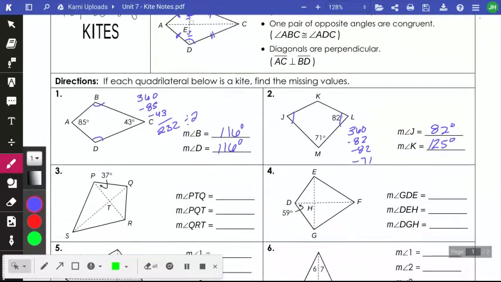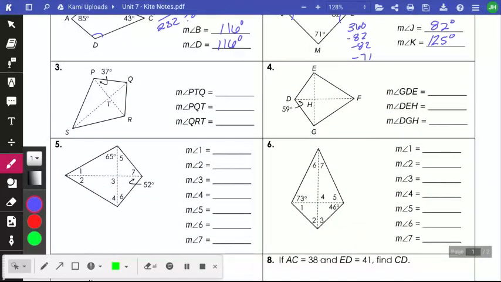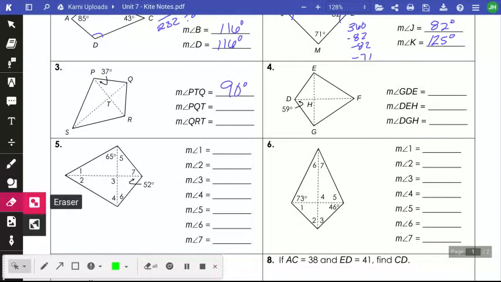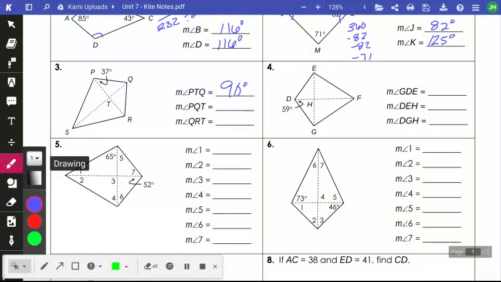So then moving on to number 3, we're going to work a little tighter in the kite with those little triangles that the diagonals form. The first one I asked for is PTQ, which is this here, but we know this intersection is perpendicular, which automatically makes that a 90-degree angle. So that's helpful. And then PQT is this here. So if this is 90 and we have 37, I can do 180 minus 90 minus 37, and I will get 53.